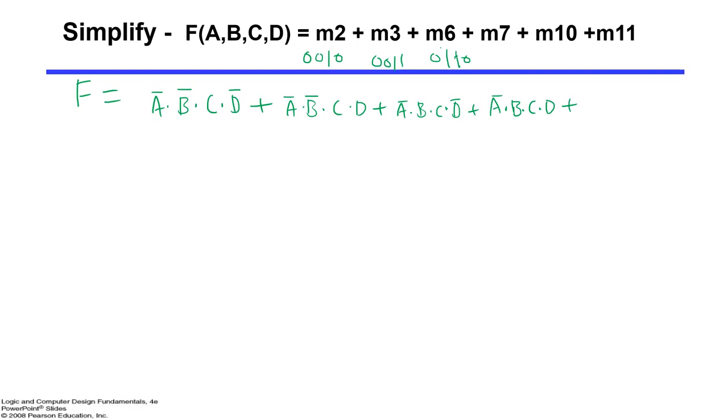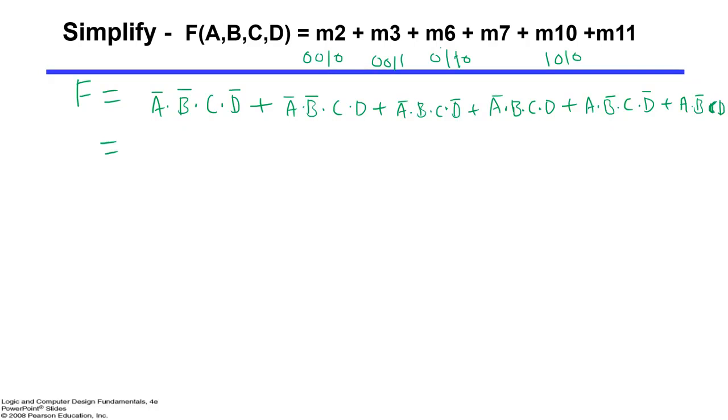What about 10? 1, 0, 1, 0. So it will be A dot B bar dot C dot D bar. Now what about 11? It will be 1, 0, 1, 1. So you can say A dot B bar dot C dot D. Right, so in that way you will get the entire expression.